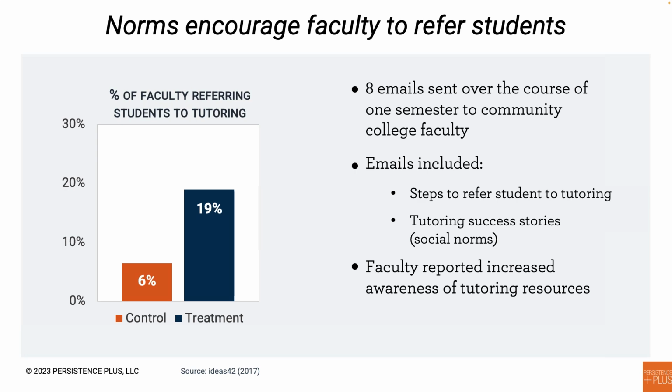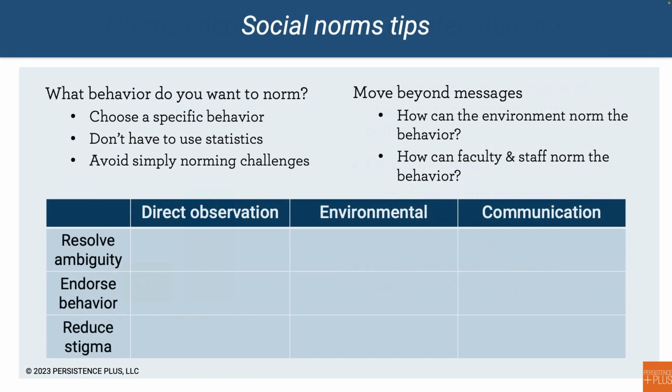But for those faculty who received the norm and really started to change their beliefs around faculty engaging in this behavior, there was over a 3 times increase in the rate of faculty who are actually referring their students to tutoring. And so it's important when we're thinking about changing social norms around different behaviors, different ways of looking at help seeking, it's not all about just changing it in the minds of the students. We can also change it in the minds of everyone on campus in different ways.